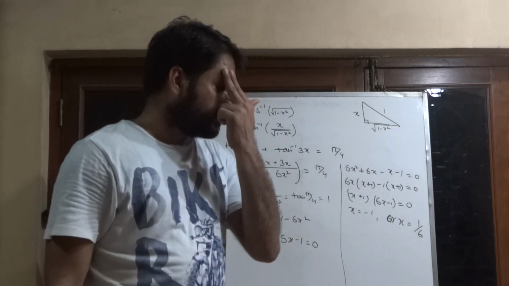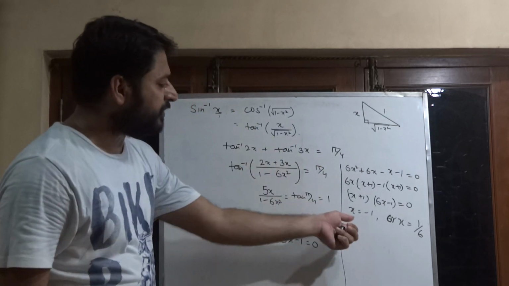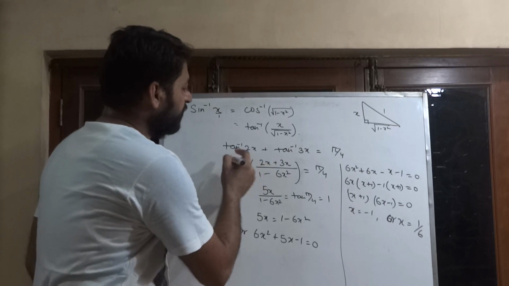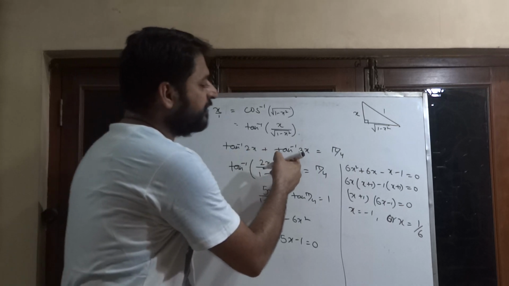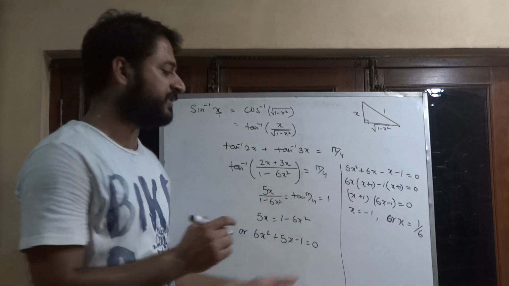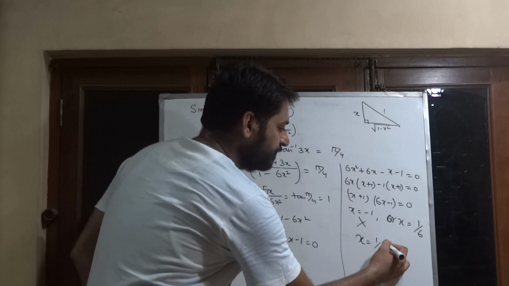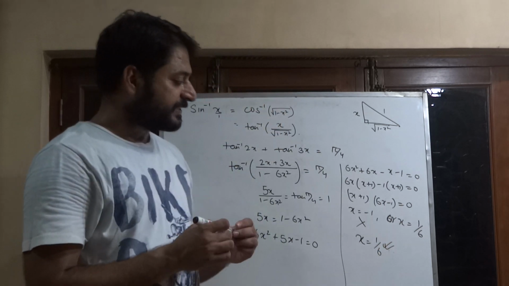After finding the solution, you need to check which solution satisfies the equation. Suppose if you put x is equal to minus 1 in this one, tan inverse of minus 2 plus tan inverse of minus 3, and what we know, negative plus negative cannot be positive. So this cannot be the solution. So the only solution is x is equal to 1 by 6.